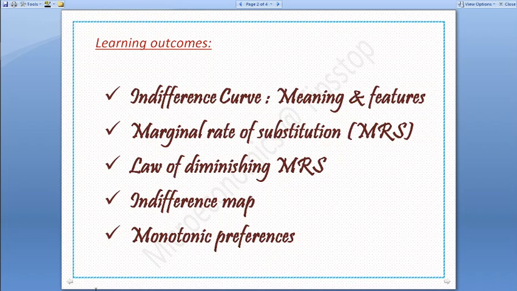And in this approach, they make use of the indifference curve. You'll learn about the meaning and its features, and also the concept of marginal rate of substitution, the law of diminishing marginal rate of substitution. Then you'll learn about the indifference map and the concept of monotonic preferences.